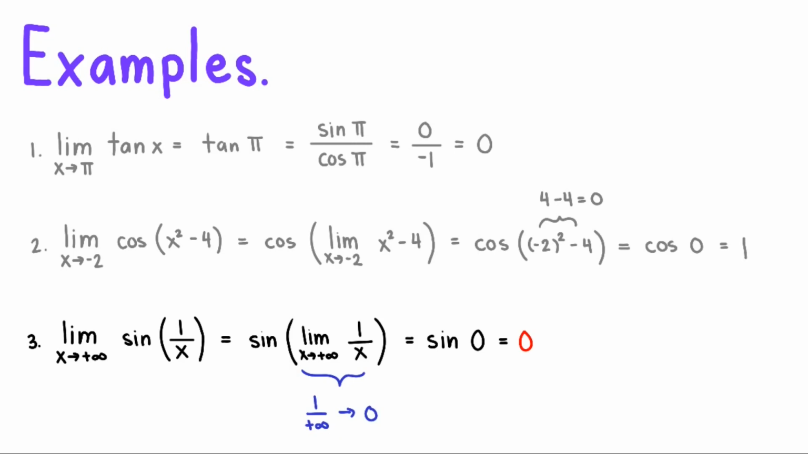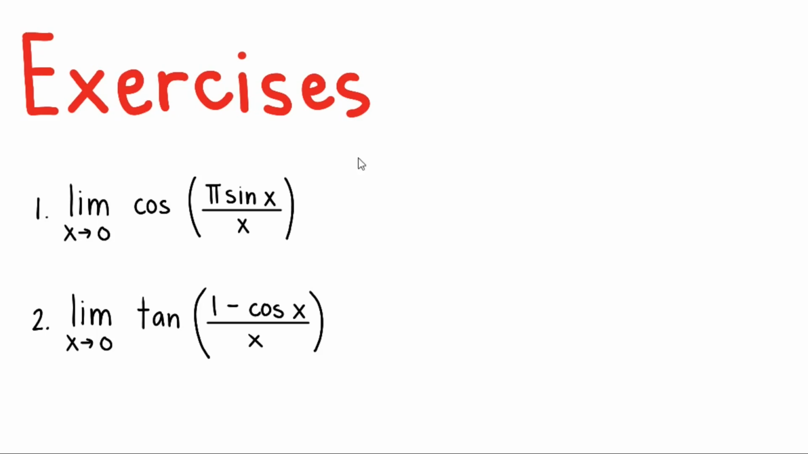But for these exercises, we have here first the limit as x approaches 0 of cosine of pi sine x over x, and the limit as x approaches 0 of tangent of 1 minus cosine x over x. You'll be needing the concept or the idea that we had in this video, as well as the special trig limit. Since observe that these out here, sine x over x and 1 minus cosine x over x, are parallel to the special trig limits. So it's your goal to make these special trig limits appear out here and solve for these problems.